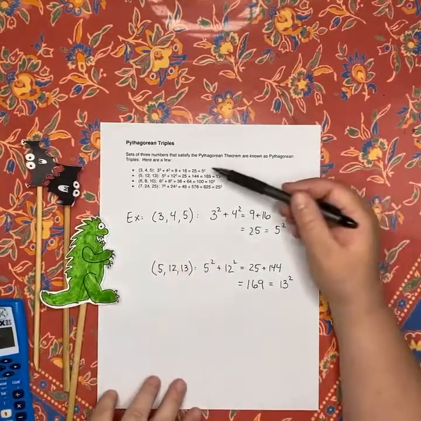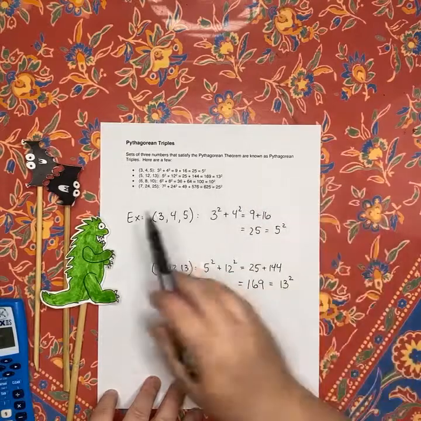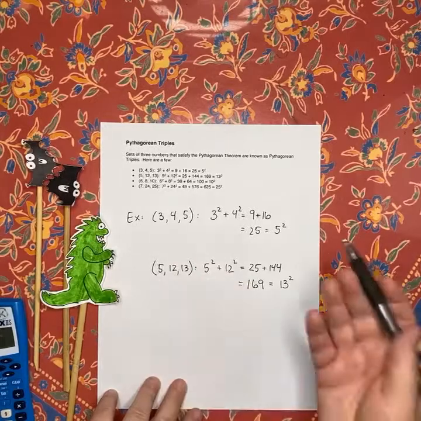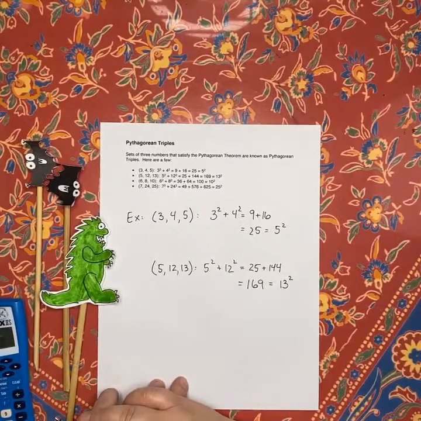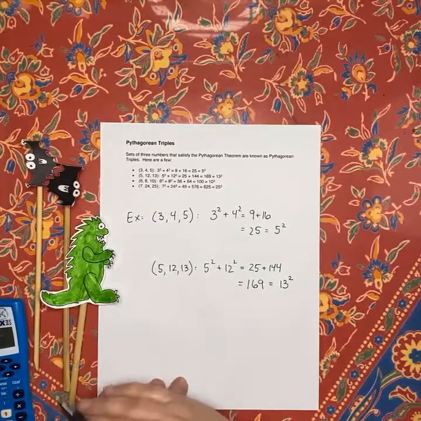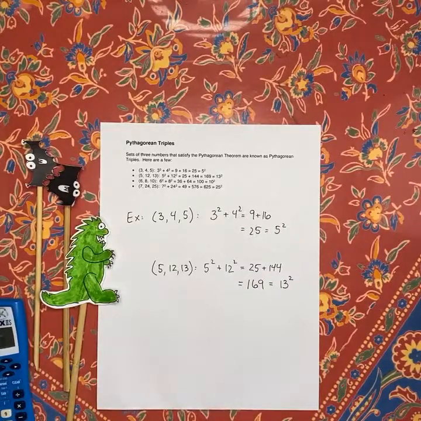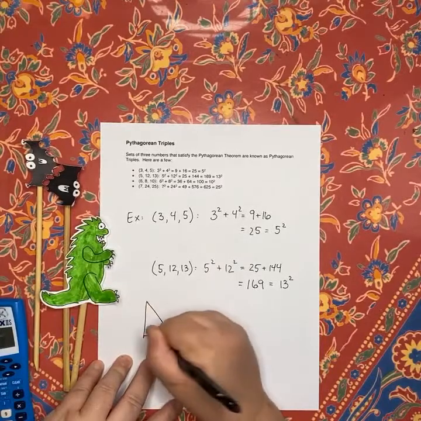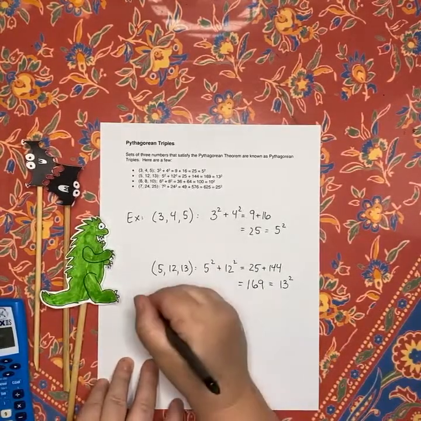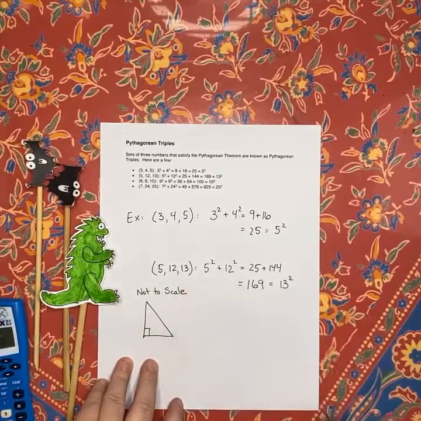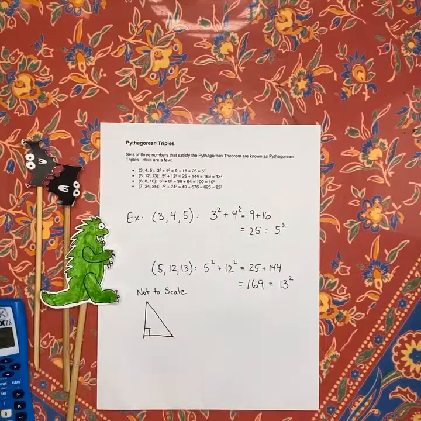So I've written down 4 of them here: 5, 12, 13; 6, 8, 10; 7, 24, 25. If you're in the middle of a set of homework where you're working with the Pythagorean theorem, you're going to see those numbers show up a lot, because these are the numbers we can use to give you exact values on your triangle. For example, I'm free-handing this, and I apologize again, not to scale. Magic words. Abracadabra, not to scale.